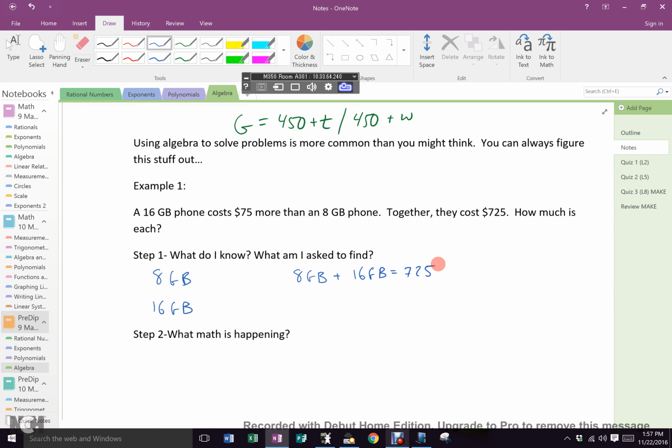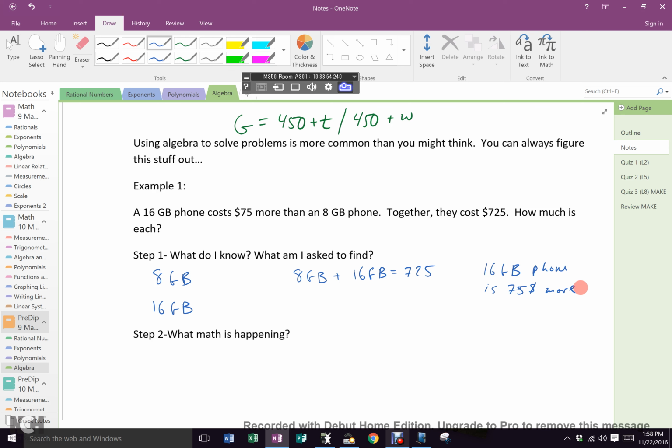You're asked to find how much. I think you know one more thing. Sophia: The 16 gig phone is more expensive, yes? Right. Okay, so that's the other thing we know. We also know the 16 gig phone is $75 more than the 8 gig phone. Those are all things we know, yes? All right. Now, where in all that stuff that we know is there math happening?